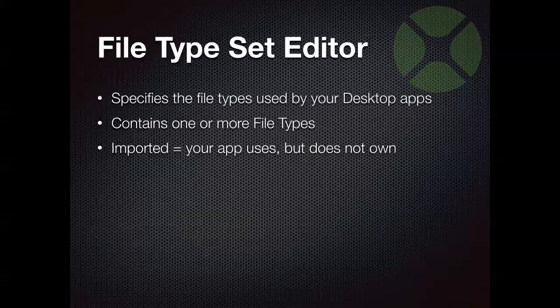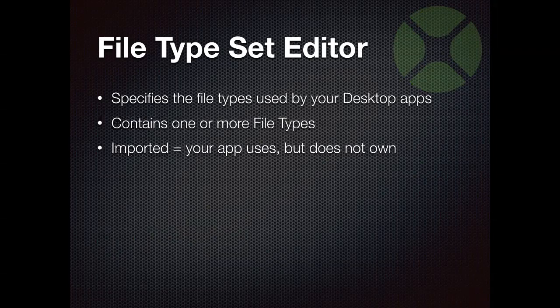We'll look at the file type set editor in a moment, but there's two things you can note for the types of file types, no pun intended. They can be set as imported, which means your app is using the file of that type, but does not own that type. An example of that would be pretty much any of the common types that are available in the file type setter, but something like PNG. Your app may use PNG pictures, but it's not the owner, more than likely, of PNG pictures. That probably is the default preview app on OS X, for example.